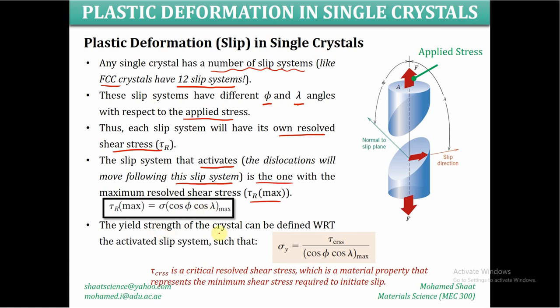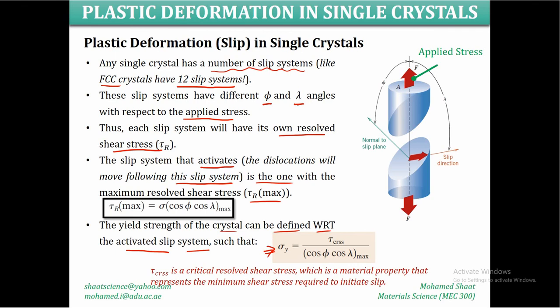The yield strength of the crystal can then be defined with respect to the activated slip system using this expression. So for example, if we decided to approximate the calculation for the yield strength. Why the yield strength? Because before the yield strength, there is no movement of the dislocation. The dislocation will start to move when we subject the material to a stress that is bigger than, or at least equal to, the yield strength of the material.